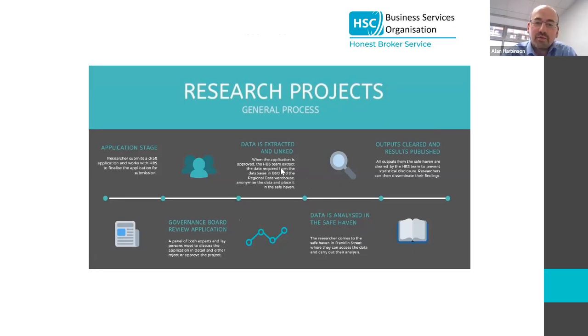The Honest Broker Service team provide a wraparound service where we help researchers through understanding the data, meeting with them, helping them understand the application process, and then going to panel, and then the extraction, linkage, anonymization of data, and the provision of the data in a safe haven. And then finally, the clearance of all outputs from the research to make sure that participants can't be identified at any stage of the process.